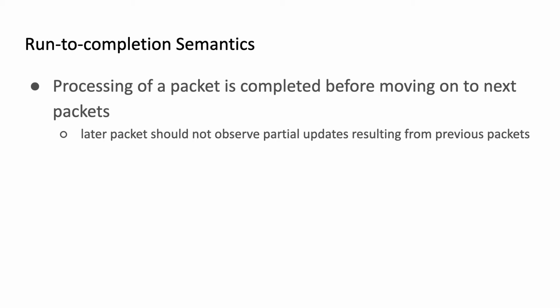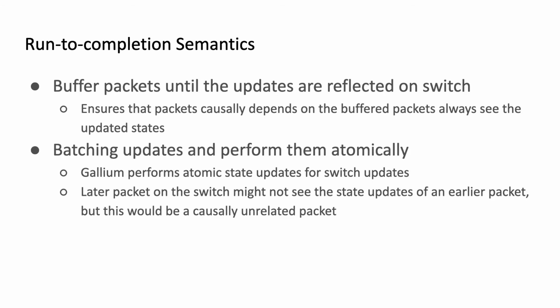Therefore, in order to make sure that the offloaded version has the same behavior as the original Middlebox program, we will need to provide a run-to-completion semantic. This means that processing of a packet should appear to be completed before moving on to the next packets. This requires us to make sure that later packets should not be able to observe partial updates resulting from previous packets. To provide this run-to-completion semantic, Gallium uses two different mechanisms.